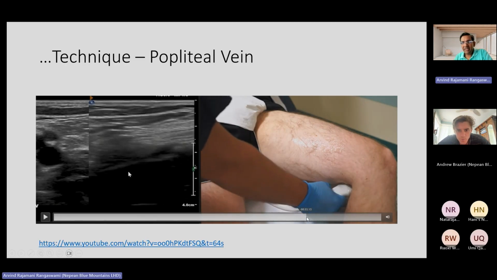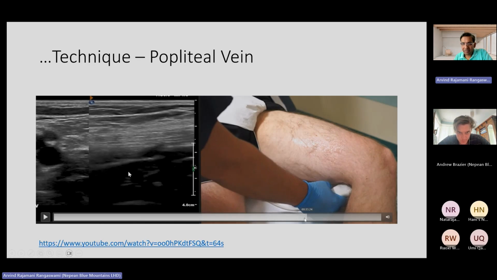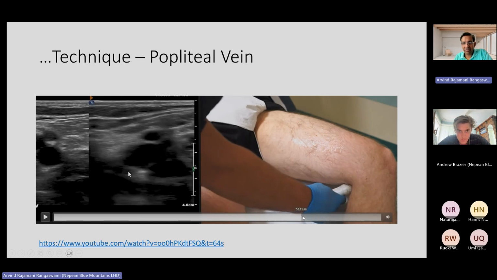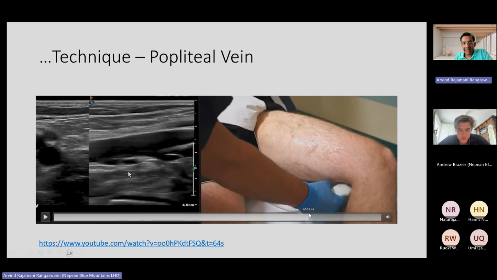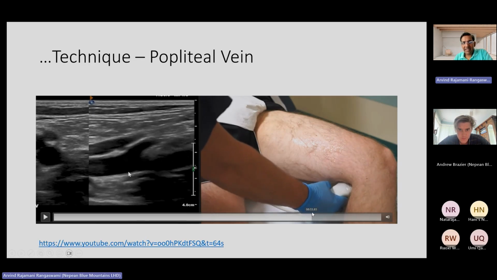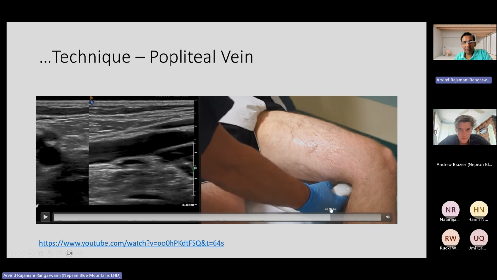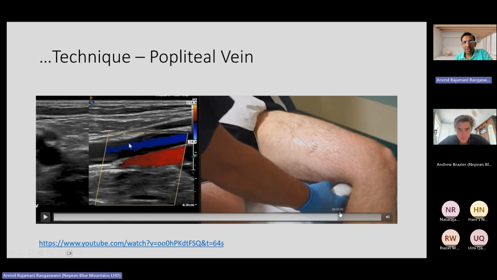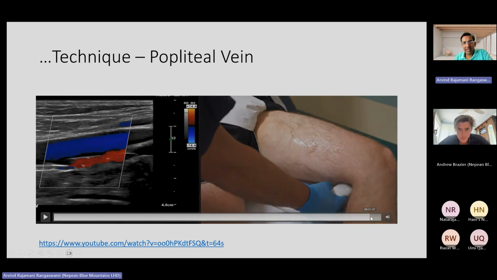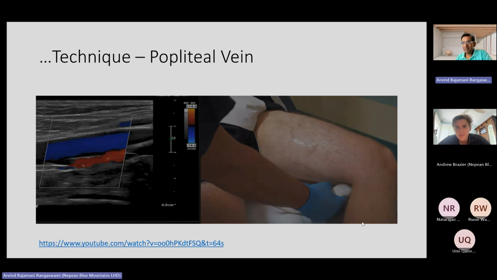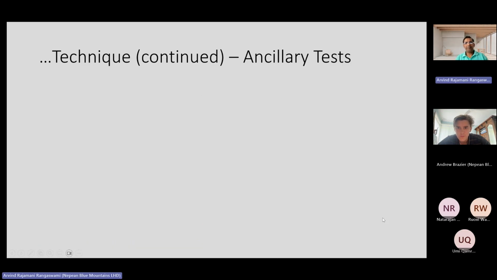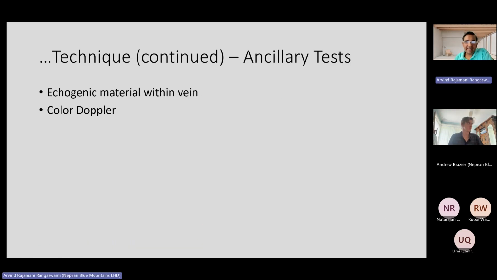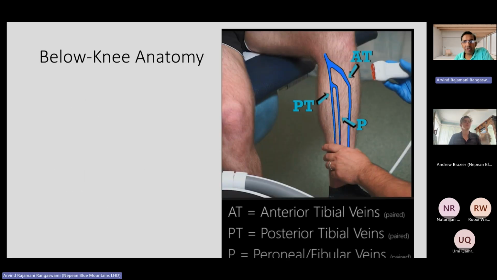After that, you can rotate the probe 90 degrees clockwise so that the probe marker is facing the head, and you can get a longitudinal plane. And once again, with the longitudinal plane, you can put color Doppler, and then you can put pulse wave Doppler and everything. You can do exactly the same thing throughout. Okay. Any questions? Okay. The ancillary tests are exactly the same: echogenic material, color Doppler, pulse wave Doppler, everything.